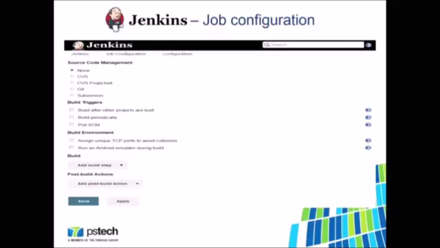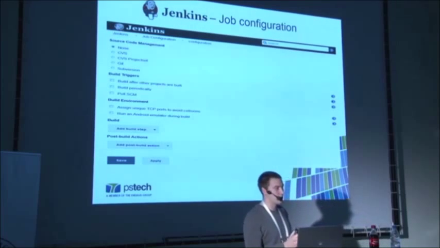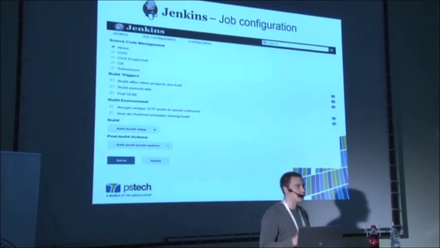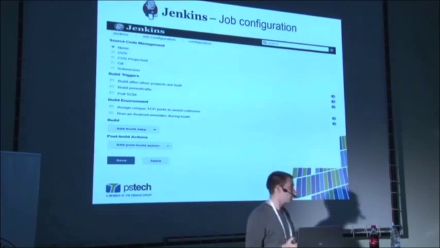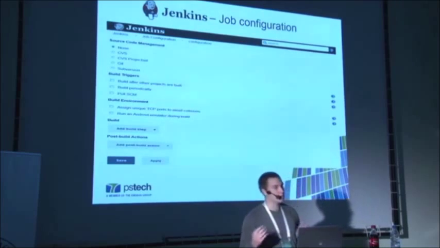First of all, we can define here our source code management, where our code is located, on Git or SVN or any other. We can define when our job will be triggered. In this case, you can select none of these functions, and then you can manually start the job, but this is not the point of this. So you want it to build, for example, after other projects have been built.